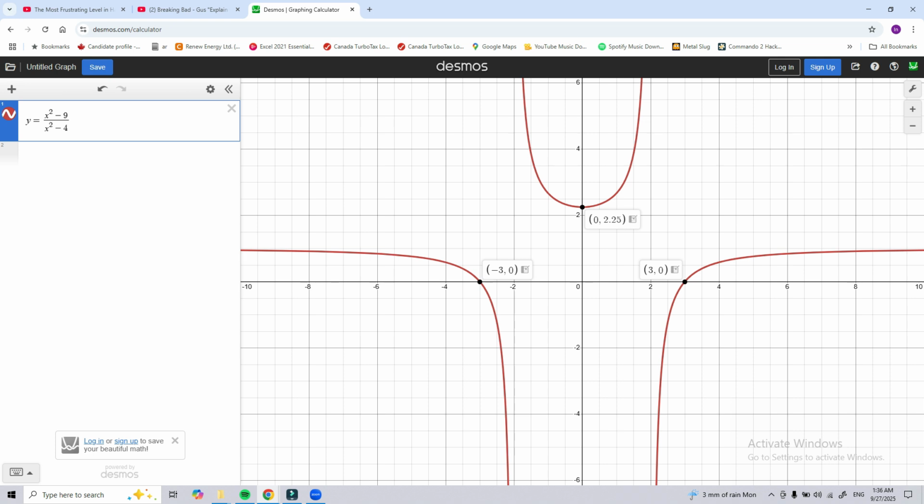The concavity intervals: it's concave down from negative infinity to negative 2 and 2 to infinity, and this graph is concave up from negative 2 to 2. So how do you get this graph from the checklist? I will leave the thinking to you.